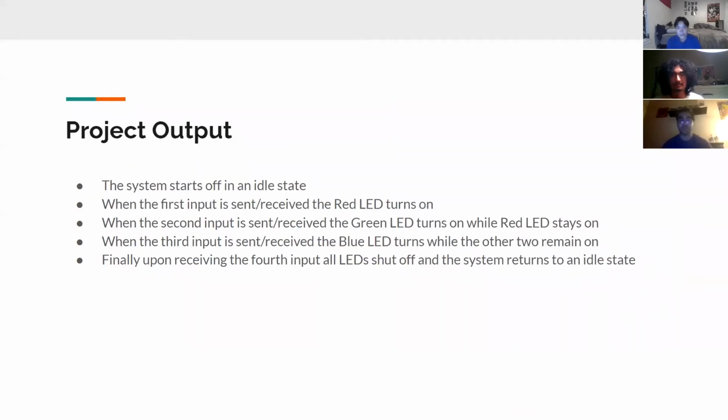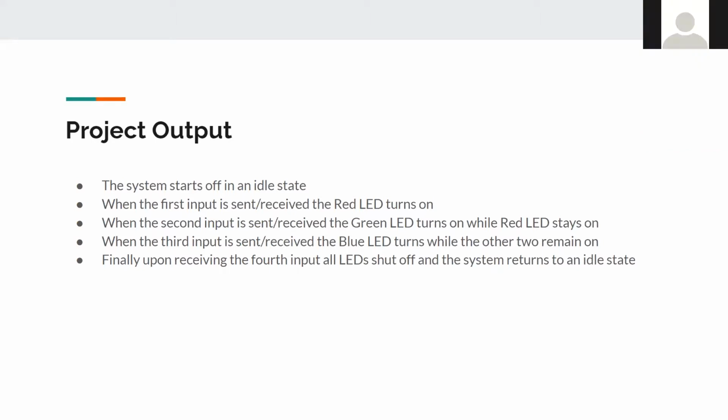The system starts off in the idle state. After the first signal, it will make the red LED turn on. After the next signal, it will turn on the green LED while keeping the red LED on. After the third signal, it will turn on the blue LED while keeping the other two on as well. And then the final signal will turn off the three LEDs, and that completes the whole cycle.